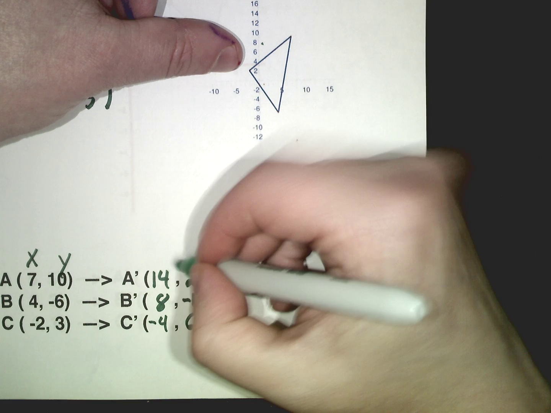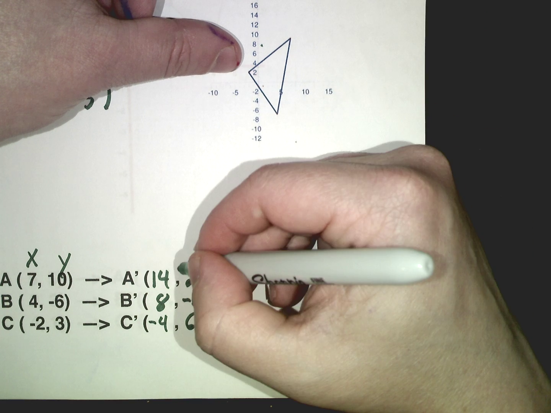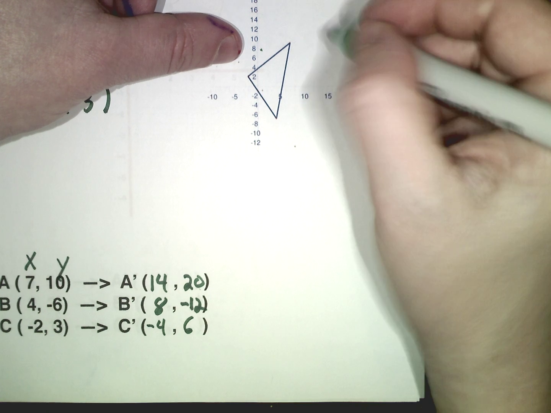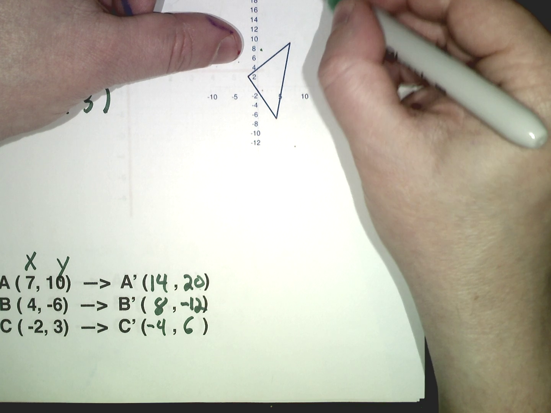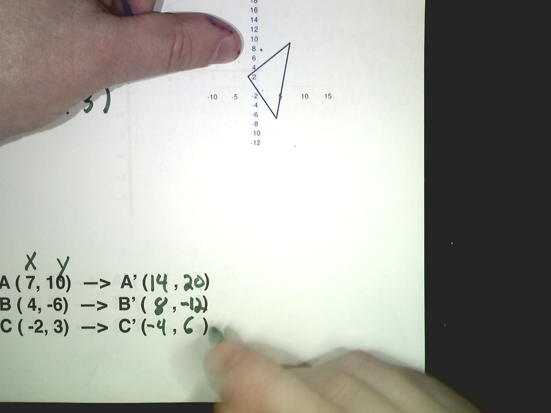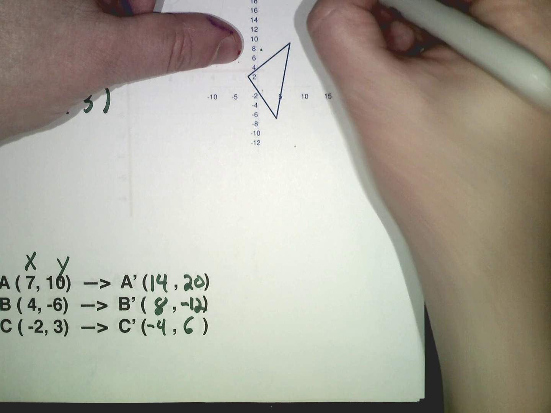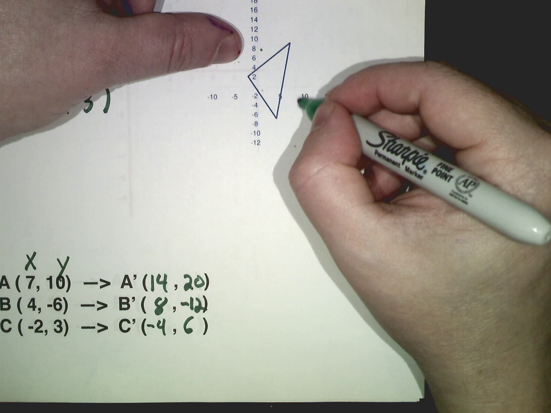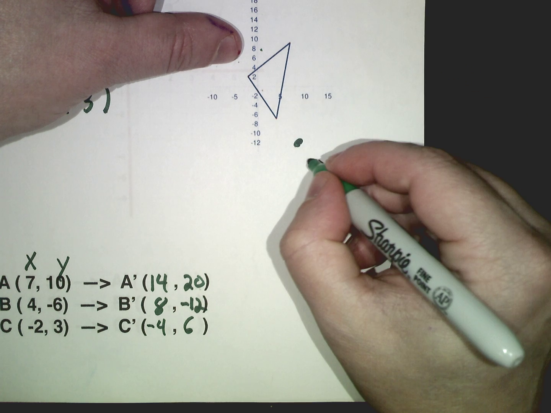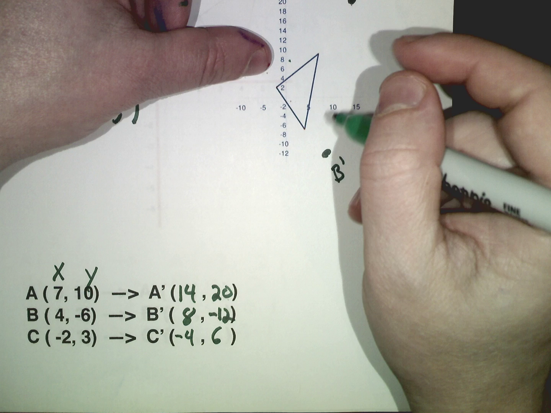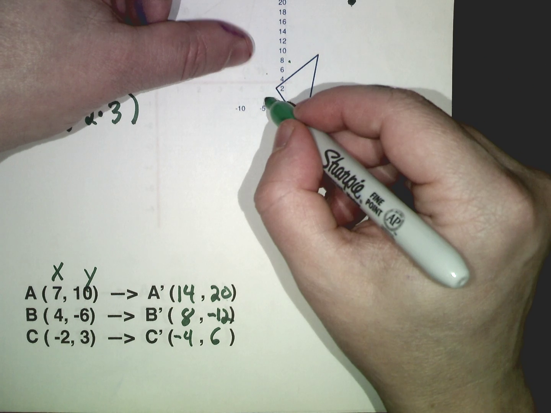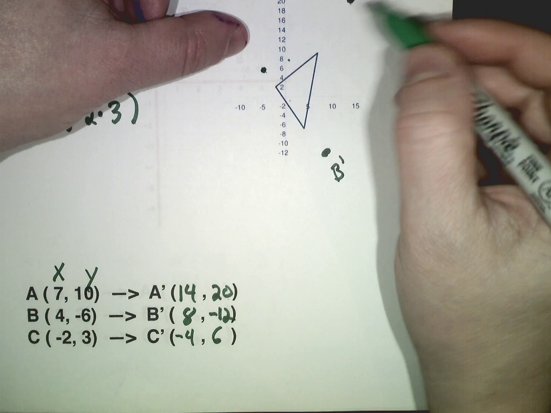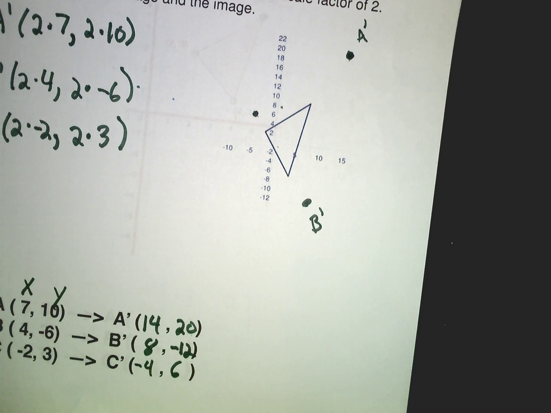Next part. Okay, let's look at this here. I'm trying to even see if we can do this. I'm going to probably just have a guesstimate here. A prime, B is 8, negative 12. See, this is not even a good one to do because it's negative 4, 6 is over here.